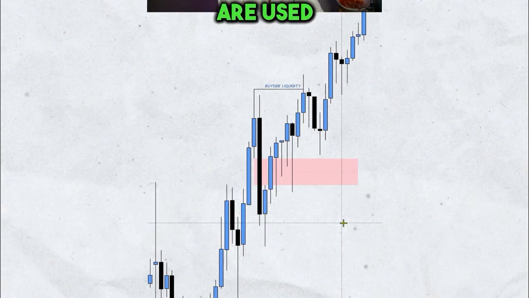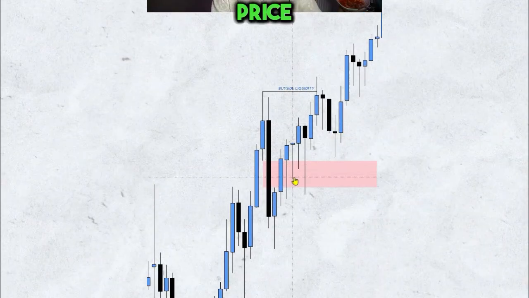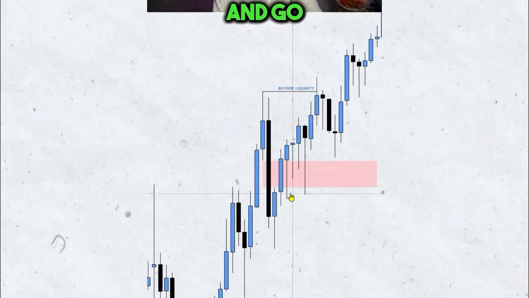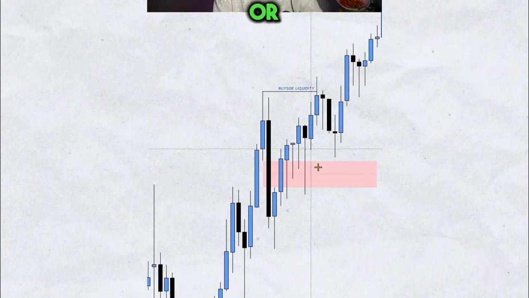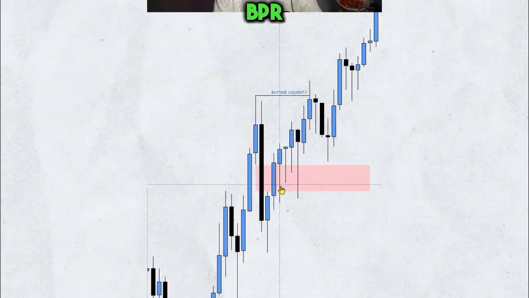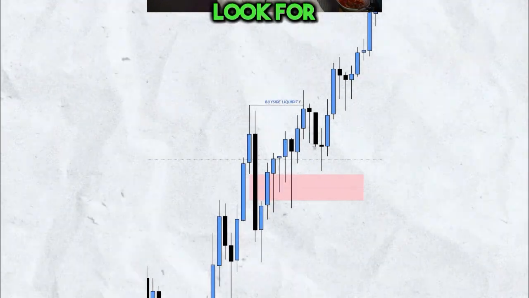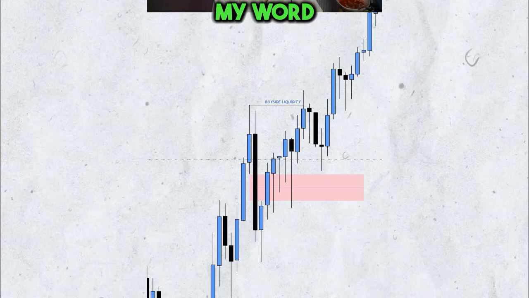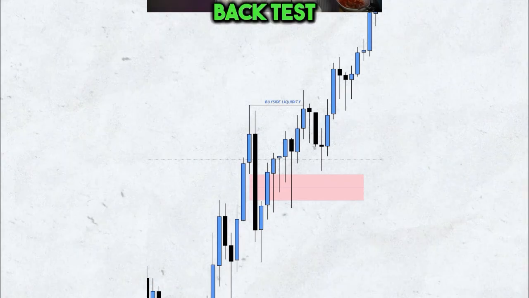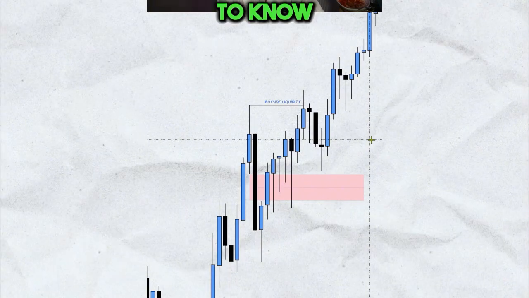And what BPRs are used for is when price action taps into the BPR, the balanced price range, it should wick out and go for the liquidity above or below. And as you can see here, it works perfectly. We wick into the BPR and then we come up to buy side liquidity. So these are just things that you can look for when you are trading, and don't just take my word for it. Go in the chart yourself and backtest and check out the BPR, as it is a very useful thing to know when you are trading.